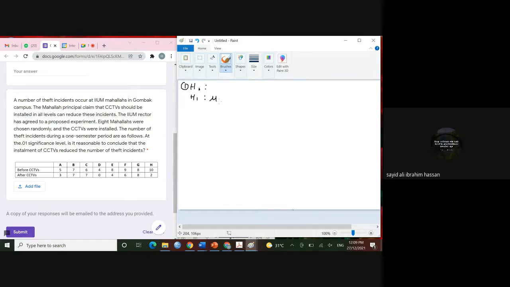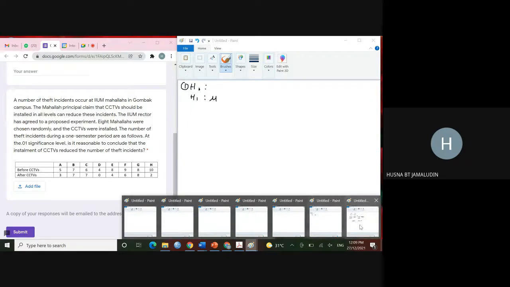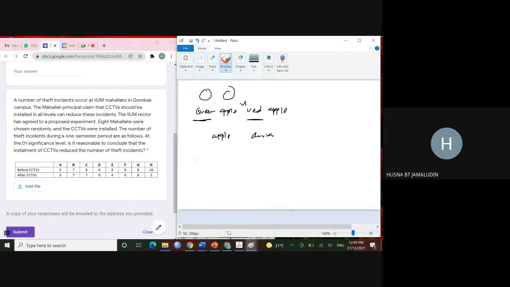Dependent. Dependent. Okay, it is clear, right? Because you have like before and after CCTV. Well, the words before and after show that these two samples are actually the same sample. Okay, so let me just give the introduction.